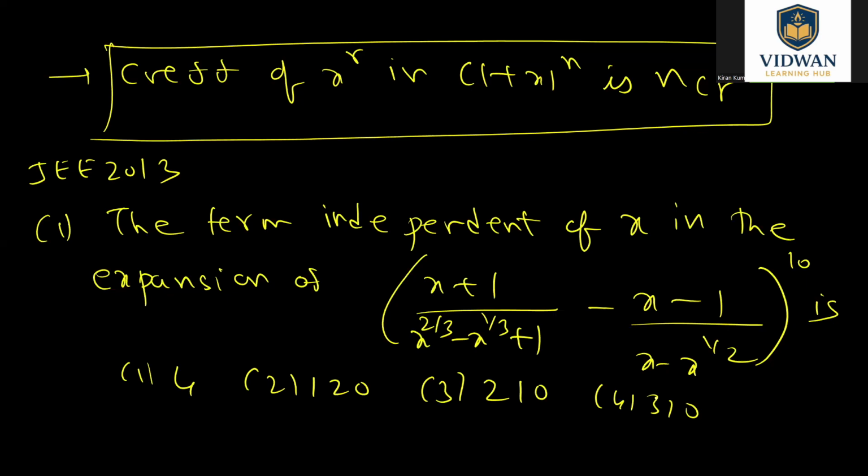So you'll have to actually simplify before you write the term. You simplify this by rationalizing, simplify this by rationalizing, it will become simple. After that, you find the independent term. Don't do it directly. So here you just have to use that rationalizing concept.